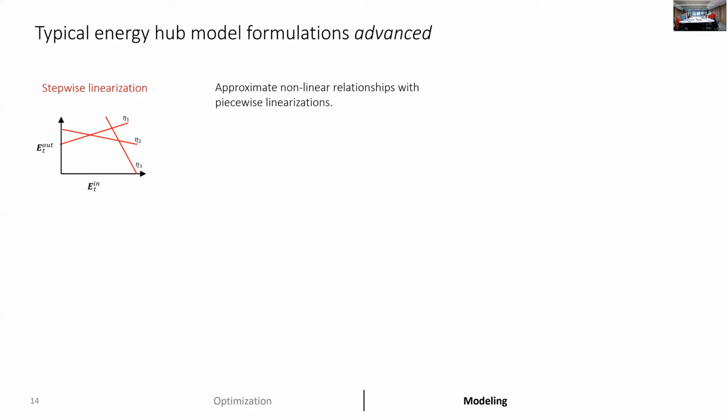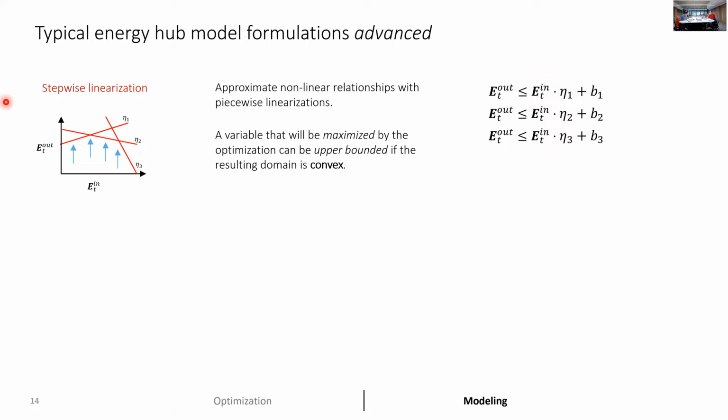One way to model this, in a system where perhaps the output energy would try to be maximized, is simply to upper bound it. You would say that your output energy has to be smaller or equal than the input energy times efficiency one. So this is okay. This works in optimization because, as I mentioned, the output energy is going to try to be maximized in most of our systems, so setting those upper boundaries works perfectly fine. Right, so if a variable would be maximized by the optimization, it can be upper bounded and the resulting domain is convex.